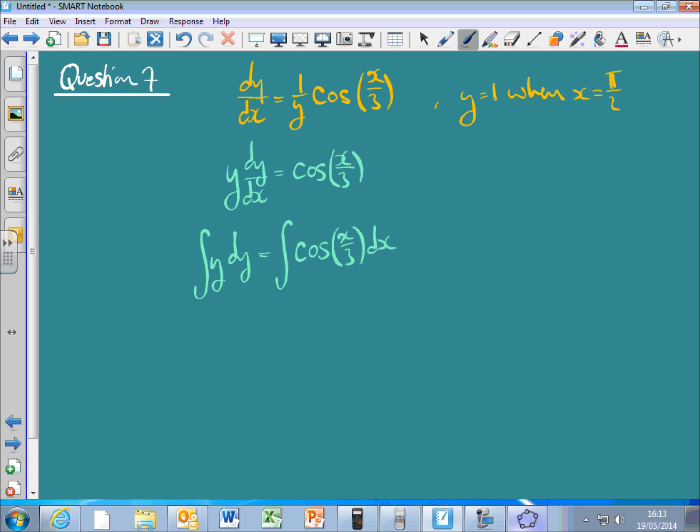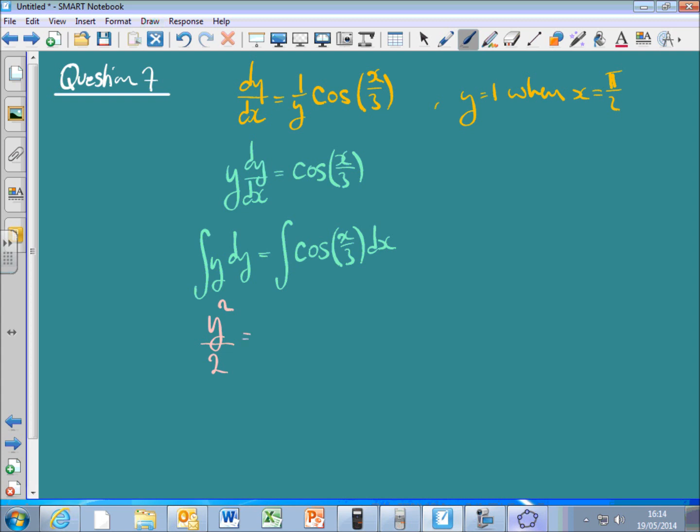Is everyone happy with that? Right, what do I get on the left hand side? Y squared over 2. There's going to be a plus c, but there's also going to be a plus a constant on the right hand side. So I'll lump them together in a minute.